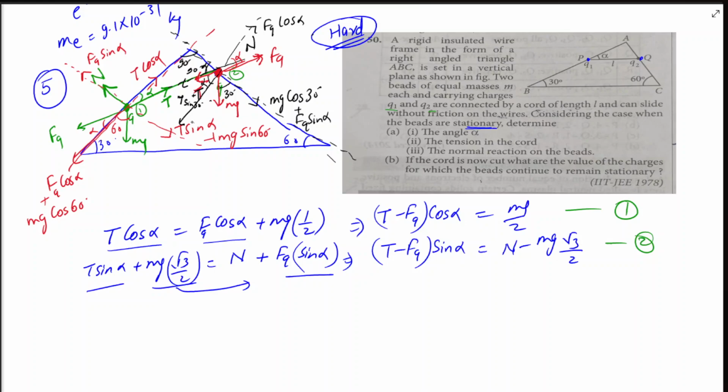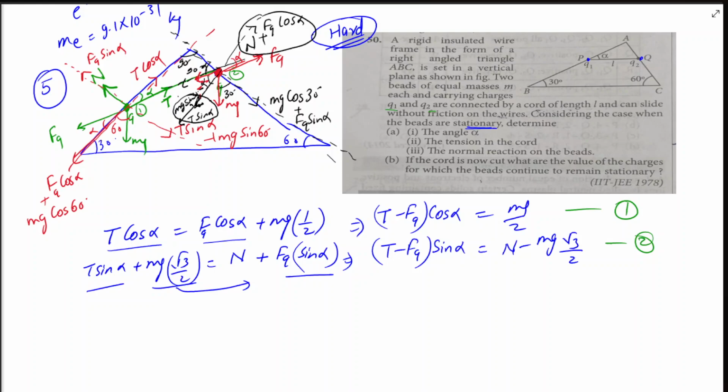so let me resolve it here. It will be T sine alpha, right? So T sine alpha, and mg's sine component will be in this direction. What will it be? mg sine 30 degree, right? So we have these two forces and these two forces. So mg sine 30 degree will be here, and T sine alpha will be here. Similarly, FQ sine alpha will be here, and mg cos 30 degree will be here.